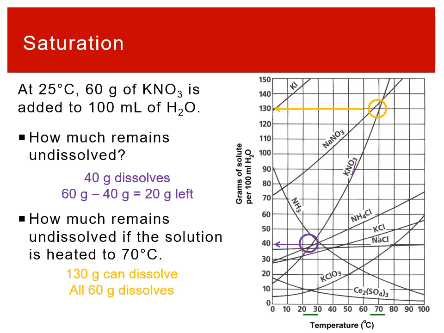I'm only trying to dissolve 60 though. So all 60 does dissolve. So at 70 degrees Celsius, 60 grams of potassium nitrate would give me an unsaturated solution. All of it dissolves and more can go in. I don't have to put in more, but I could. I can add more and it will dissolve. I won't get leftover solid until I hit 130 grams of potassium nitrate added in.